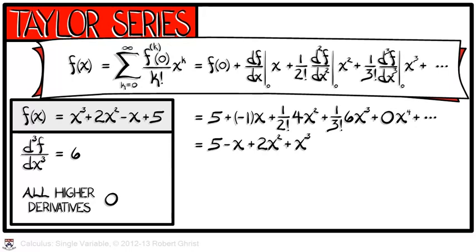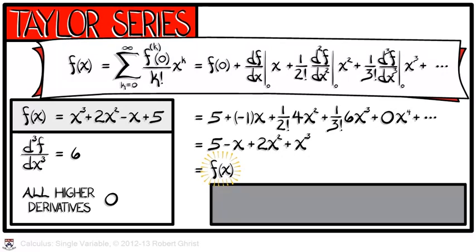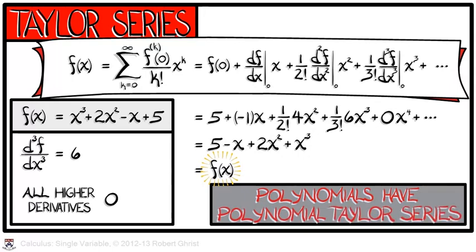Let us take a look at our work. Do we believe what we have done? Well, of course, this is exactly the same function that we started off with. We've merely written the terms in ascending order of degree. This seems like a trivial example, but it is actually very crucial. You must remember that polynomials have themselves as the Taylor series. Polynomials have polynomial Taylor series. This is going to connect to some very deep properties concerning polynomial approximation.